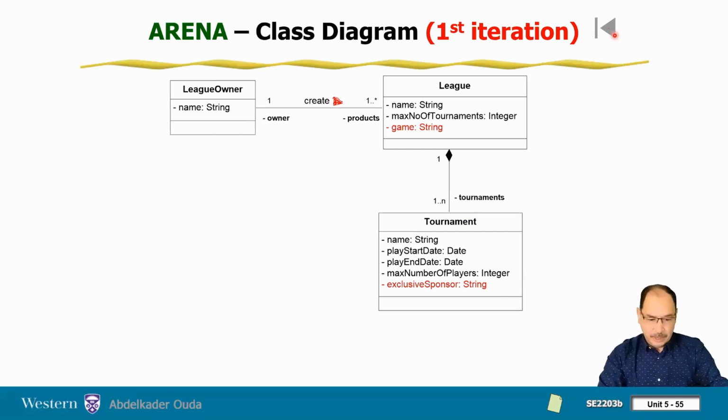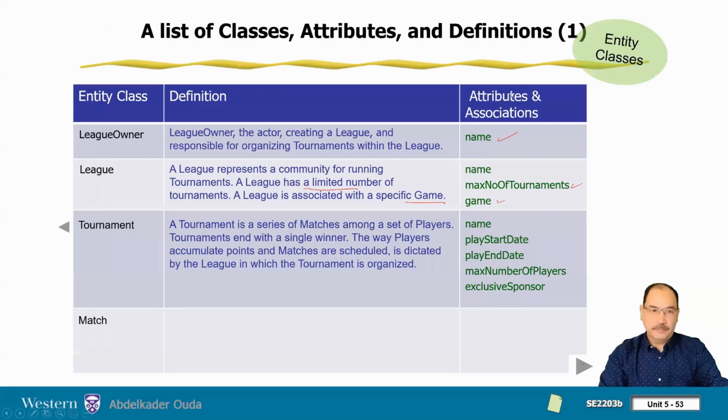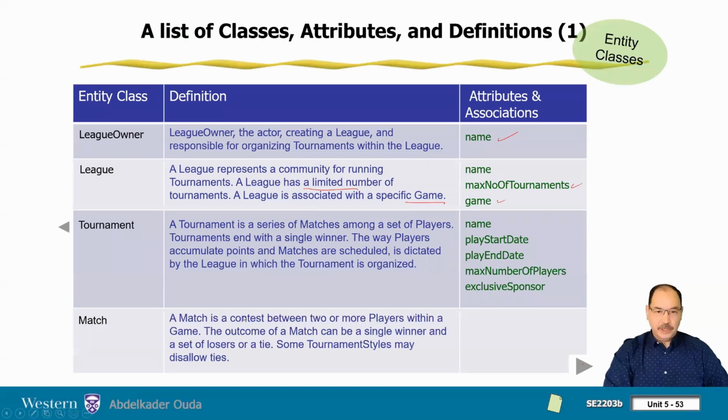Okay, so let us go back to the rest of the entity classes. Now I have match. What's a match? A match is a contest between 2 or more players within a game. The outcome of the match can be a single winner and a set of losers, or a tie. Some tournament styles may disallow ties.